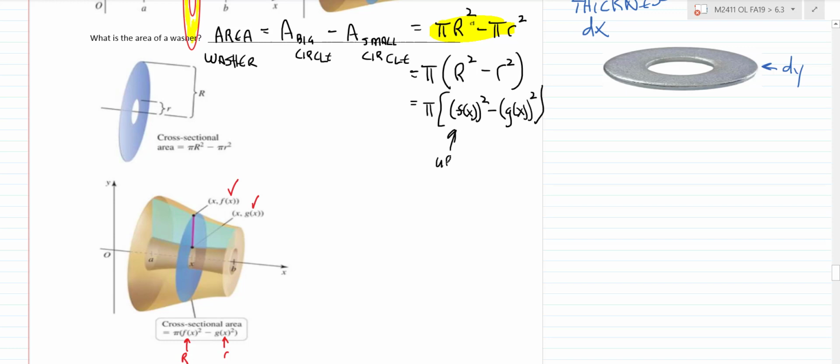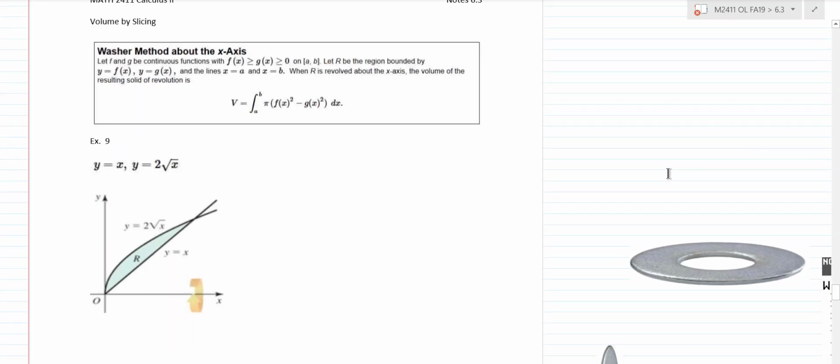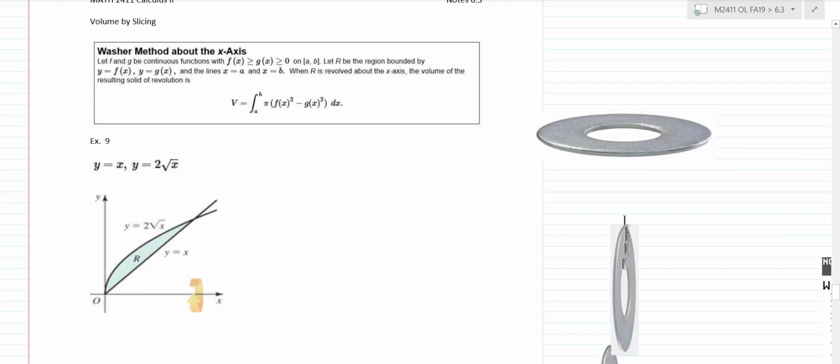Okay, so that's upper minus lower. All right, that's it. So that's how that one gets put together. That's the mathematics behind that. So I'm going to go ahead and move on to the next page, and we'll look at the basic washer method integral that we'll be building on then.